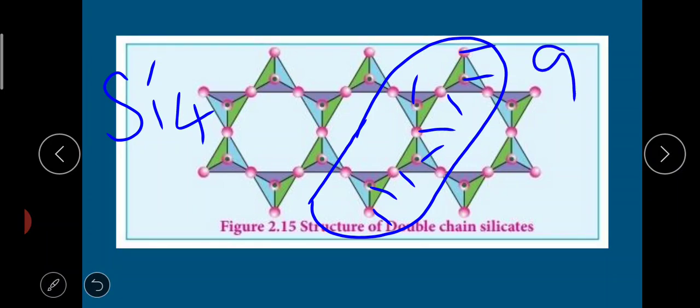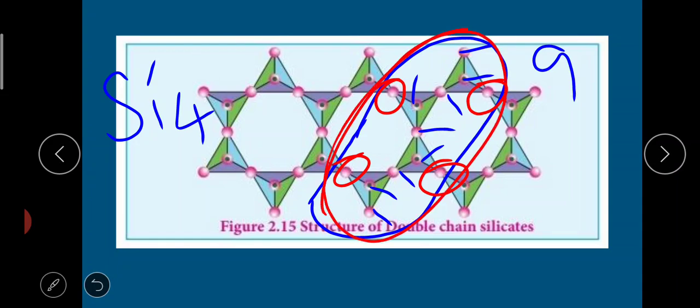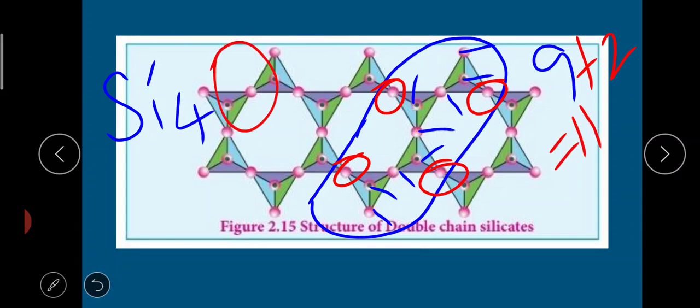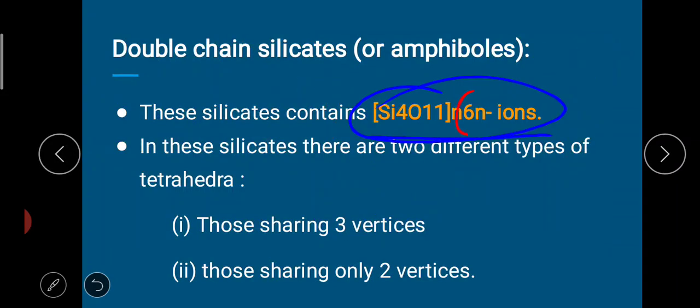And if you take the sharing part, here one half, another half here, another half is here, another half is here. So this entire part is 1 unit, and this 1 unit is sharing 4 halves. So 4 halves is equal to 2. So 9 plus 2 will be 11. So Si4O11, sorry, Si4O11 n times. This is present as n times. And if you take the charge here, it is 6n minus.